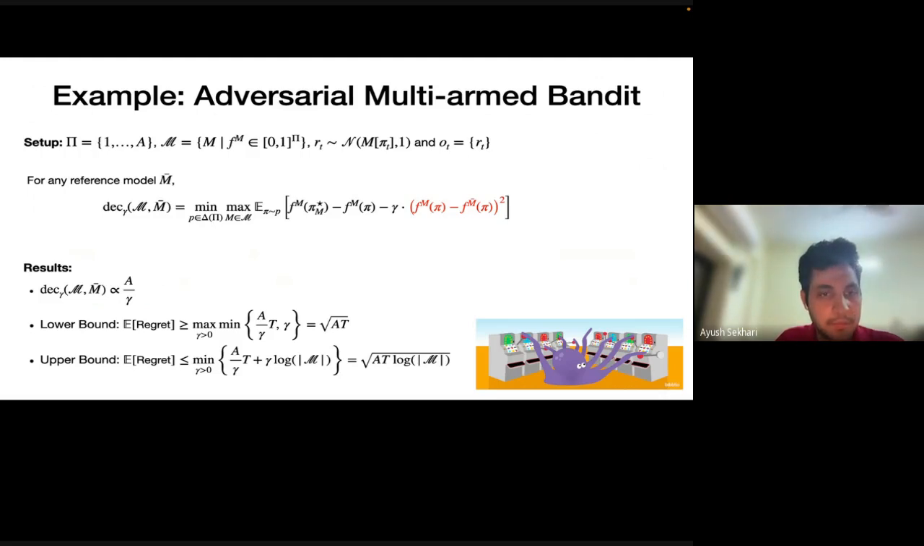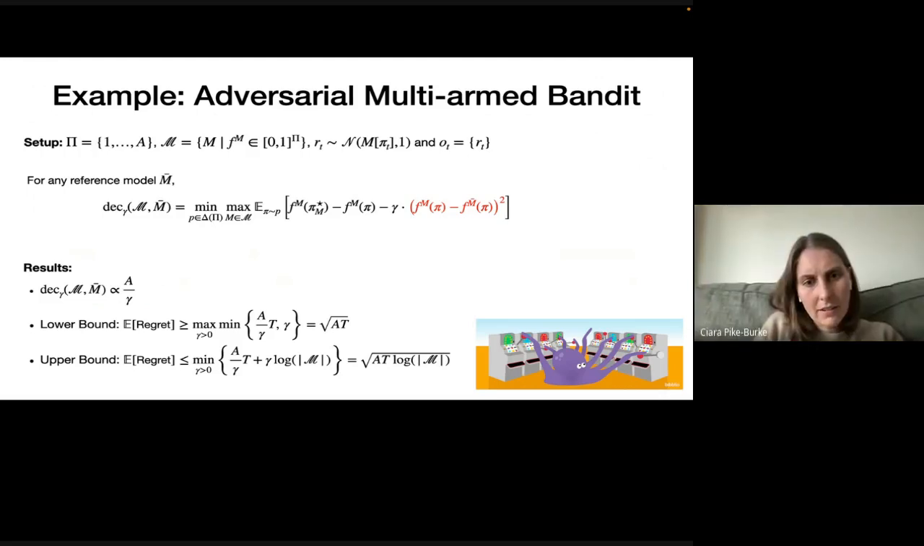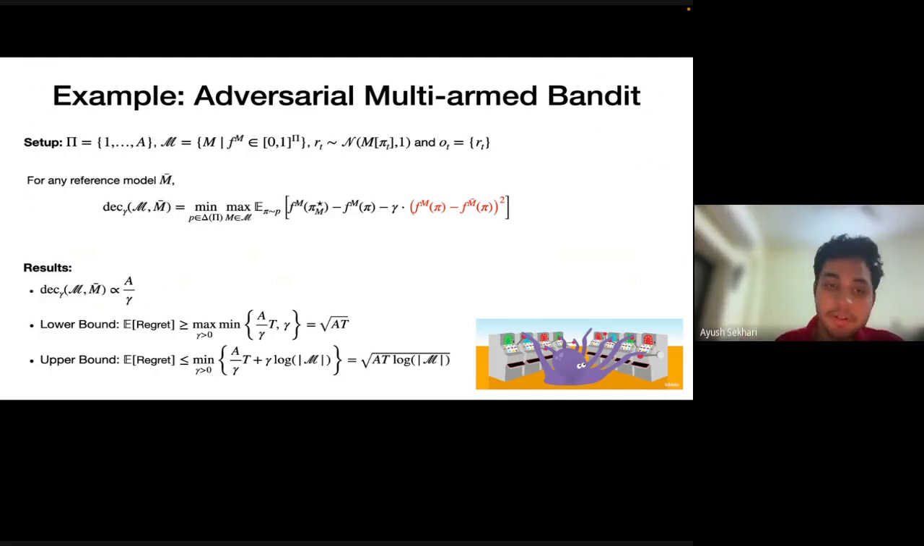And sorry, just to clarify, in these results you're showing, is calligraphic M always assumed to be finite? Yeah. So you can assume that we always replace M by a covering of M at an appropriate scale. And the hope is that we can construct problems where this log M is problematic, but throughout the talk, we'll assume that log M is not T dependent at least.